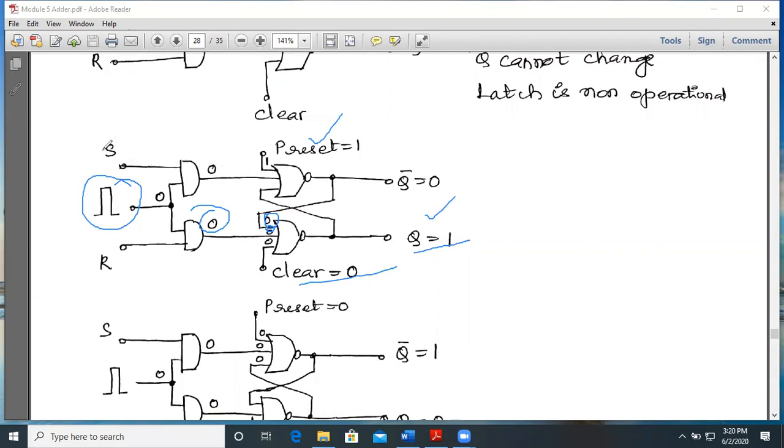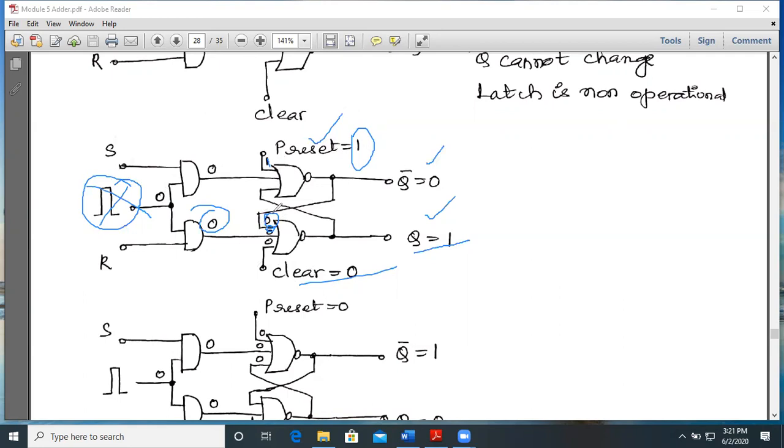Here let us see once again. S and R, whatever may be the inputs, we are not giving the clock signal. When the clock signal is not given, here it is 0, so the output of the AND gates will be 0. Now we need to start the analysis, because this is a NOR gate, wherever 1 is present. Here preset is equal to 1, so here is the input 1. If the input 1 is present over here, when any one of the inputs to the NOR gate is 1, the output is 0.